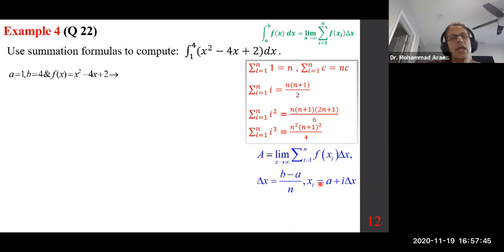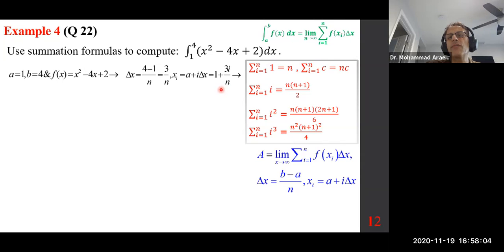So let's see what happens quickly. Delta x is b minus a over n, 4 minus 1 over n. X sub I is a plus I delta x. A is 1, I is I, and delta x is 3 over n, so 3I over n. So what does it mean now?